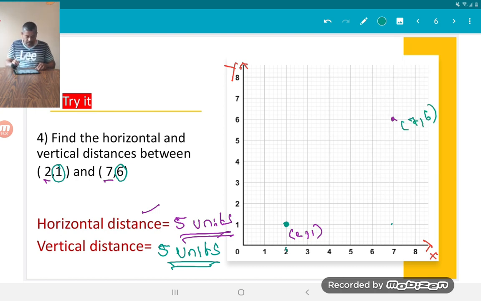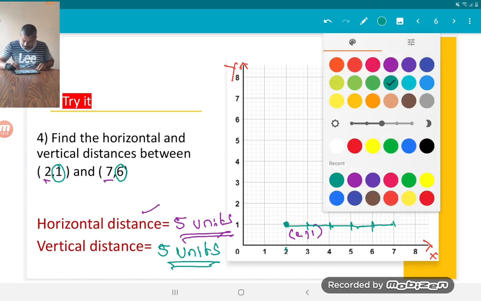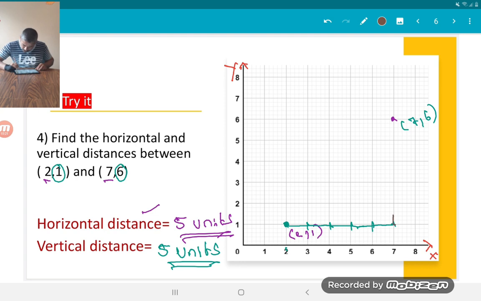Okay. Now what is the horizontal distance? That is in x direction. Yes. So this from here to here. That is how many units? 1, 2, 3, 4, 5 units. 5 units. And what about the vertical distance? The vertical distance is from this point to 7, 6. Yes, sorry, 7, 6. So that is how many units? 1, 2, 3, 4, 5 units also. We got the same answer there. Right?